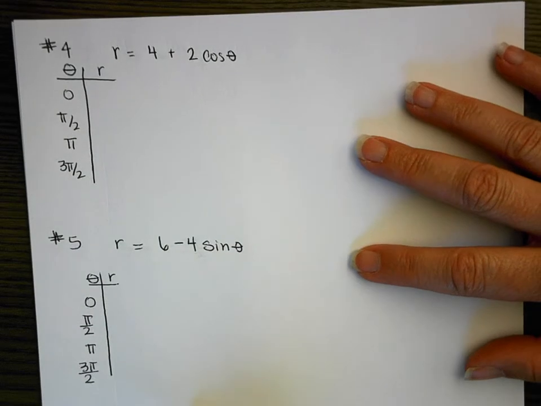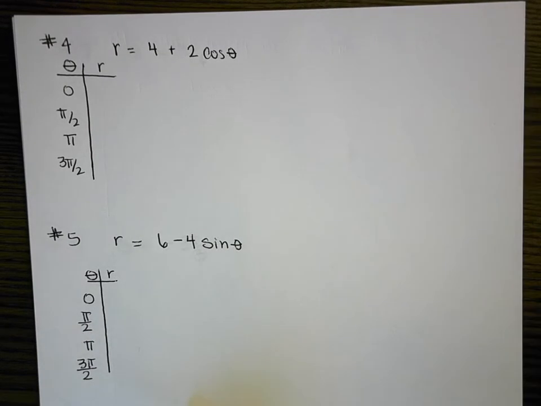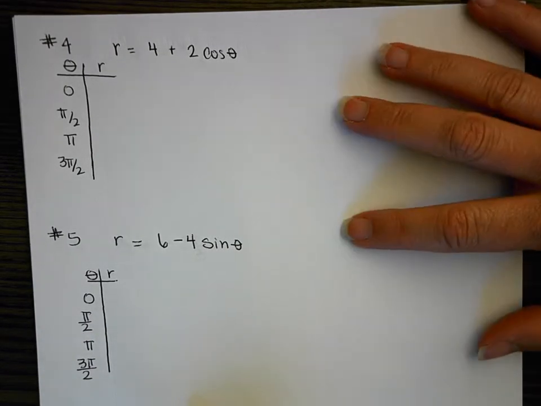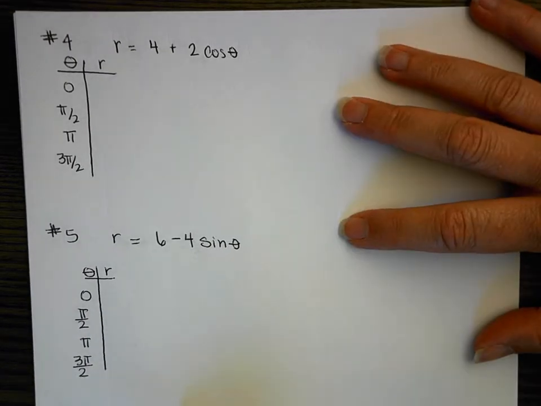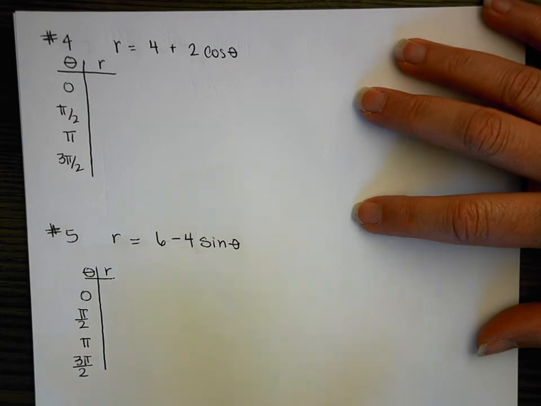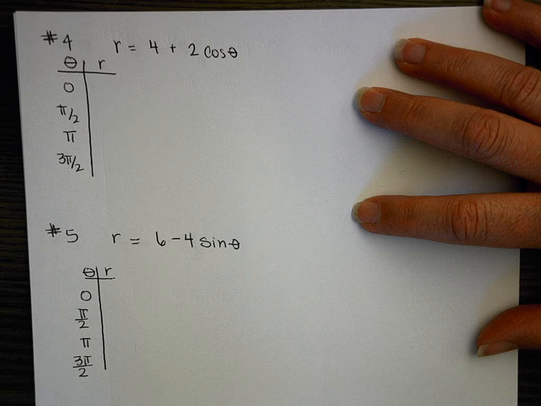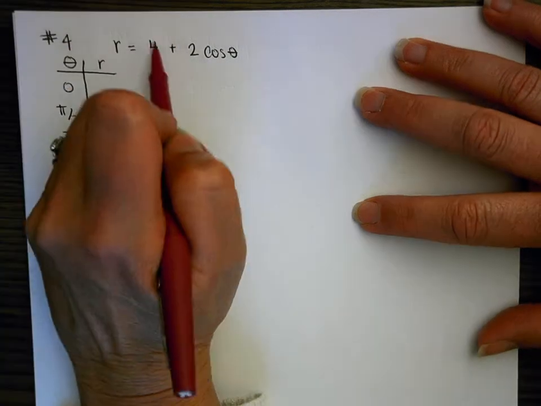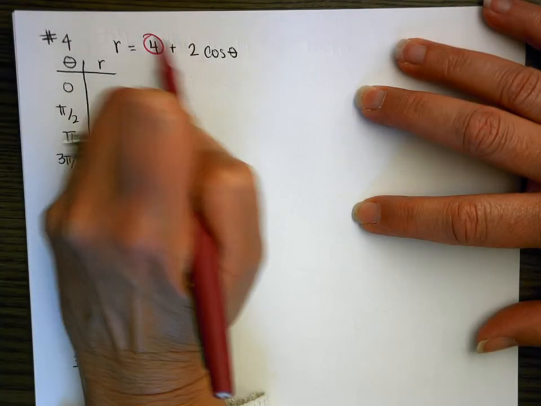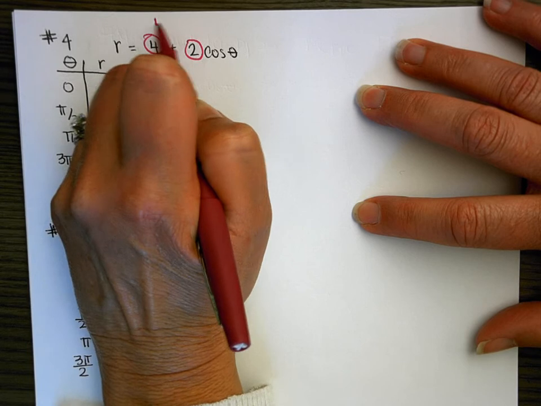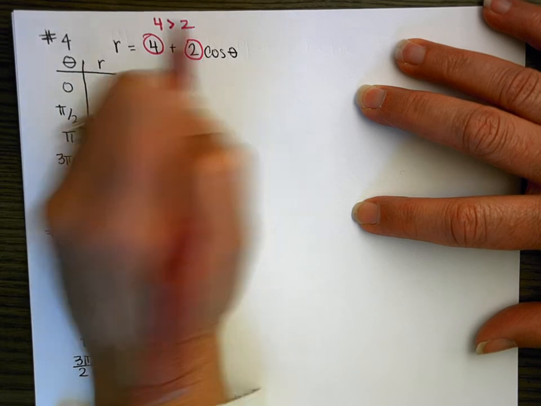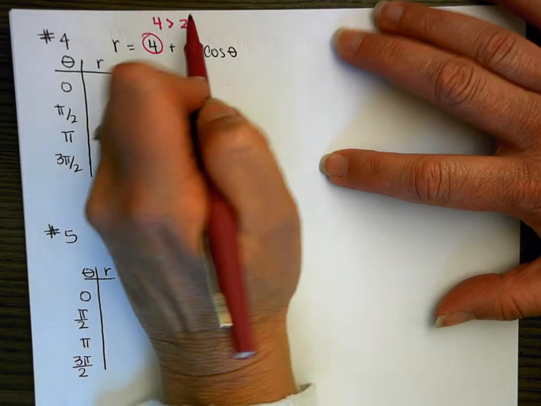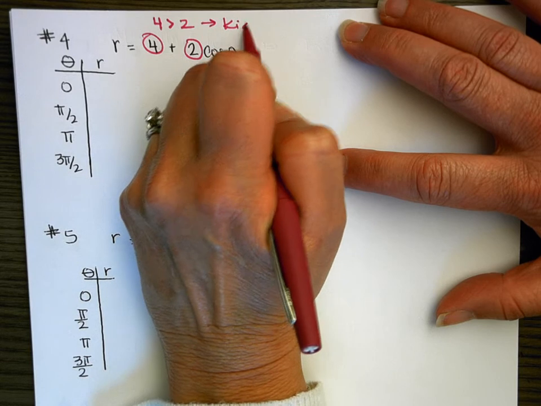Okay, so for question number 4, I have 4 plus 2 cosine theta. So I know this has got to be some sort of cardioid, limacon, kidney kind of graph. So if I take a look at these numbers here, my A is 4 and my B is 2. So 4 is bigger than 2, so that means it's going to be a kidney, right?